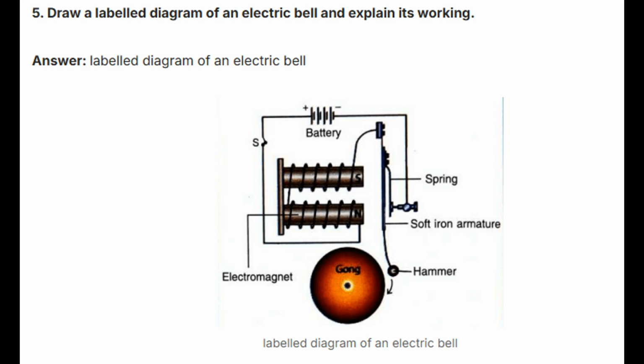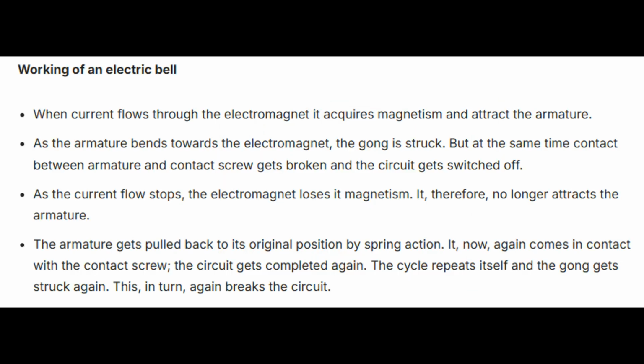Fifth, draw a labelled diagram of an electric bell and explain its working. Labelled diagram of an electric bell given below. Working of an electric bell. First, when current flows through the electromagnet, it acquires magnetism and attracts the armature. Second, as the armature bends towards the electromagnet, the gong is struck, but at the same time contact between the armature and contact screw gets broken and the circuit gets switched off.